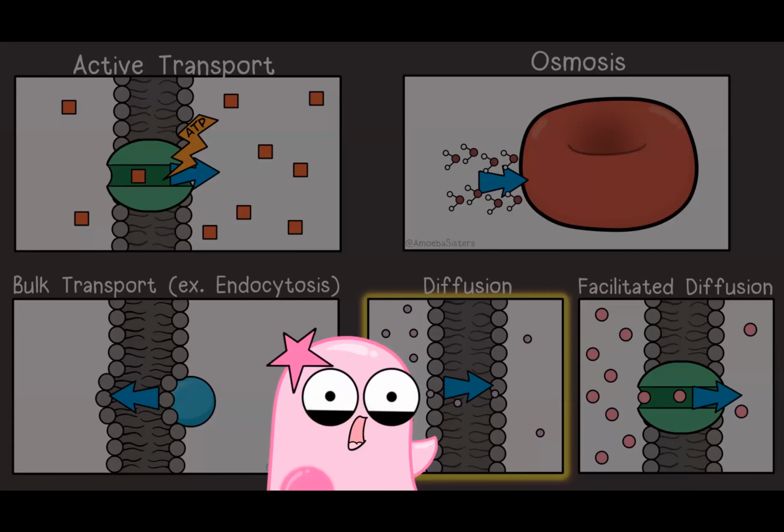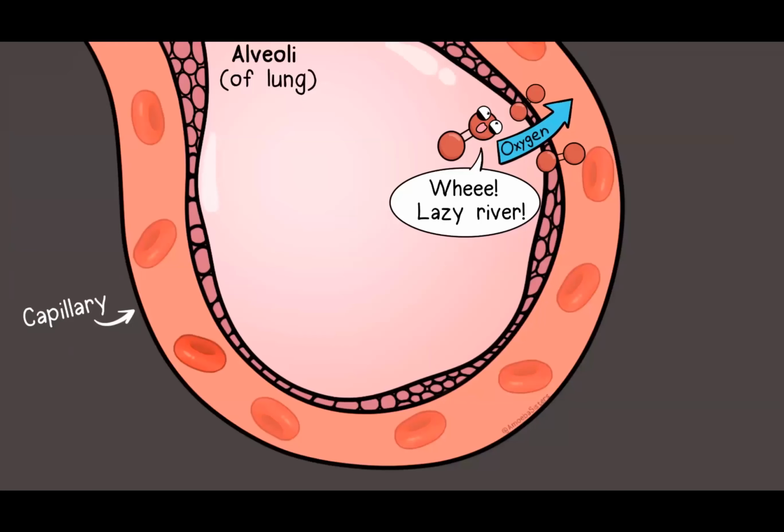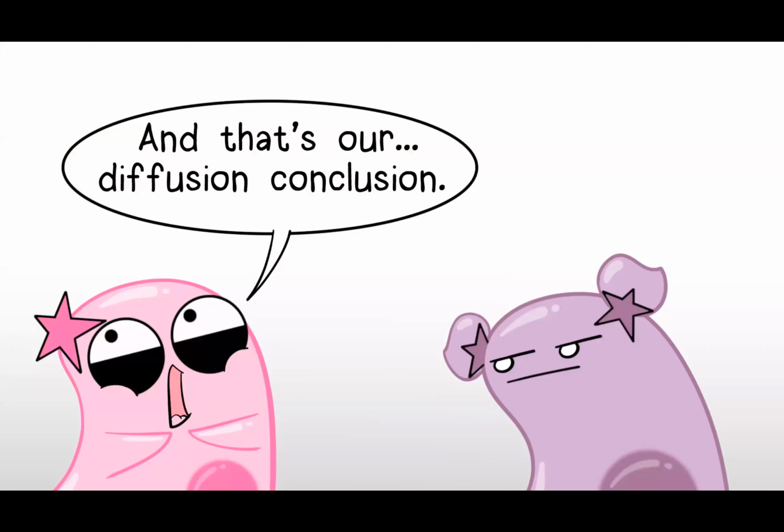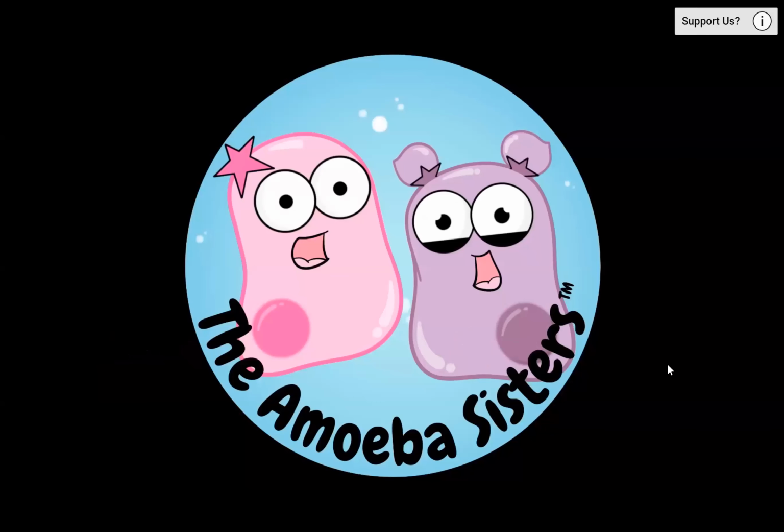One example, as you sit here right now, diffusion is responsible for oxygen leaving the alveoli of your lungs to your blood. Likewise, the waste gas carbon dioxide is able to exit your blood to the alveoli, a critical process made possible by diffusion. Well, that's it for the Amoeba Sisters.